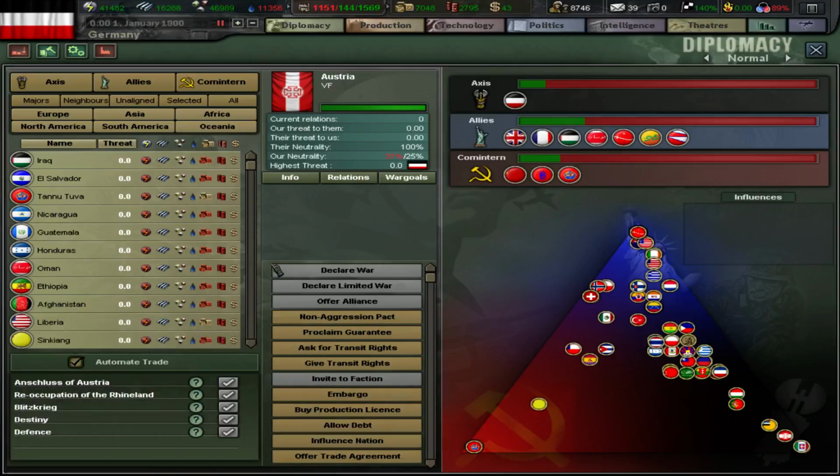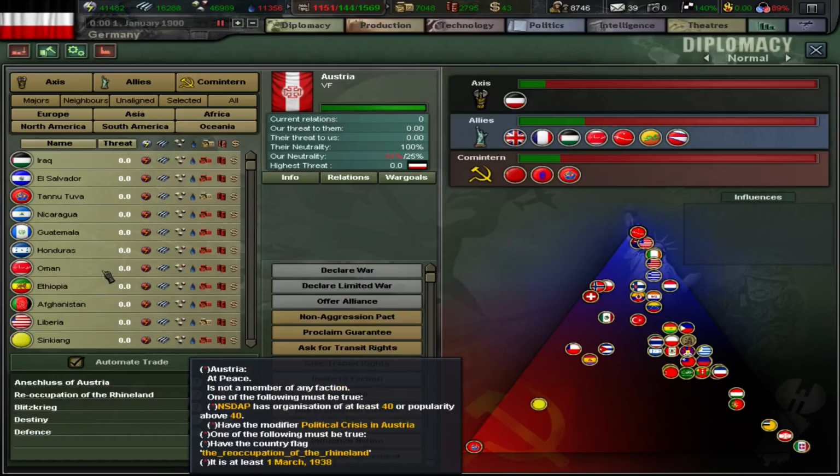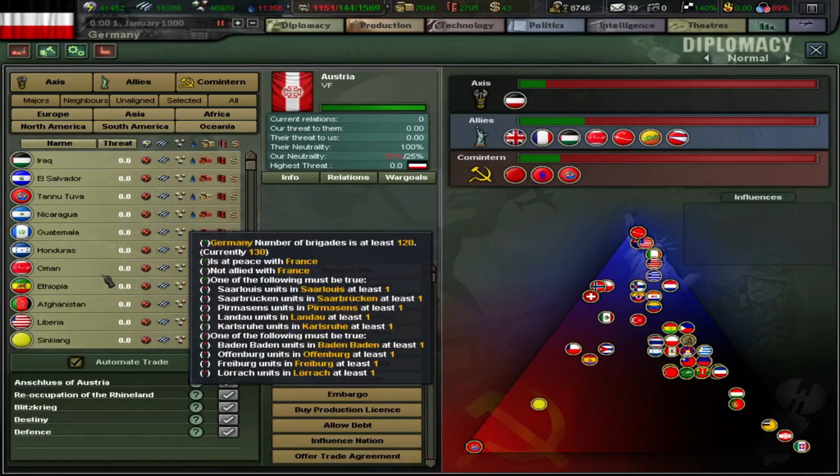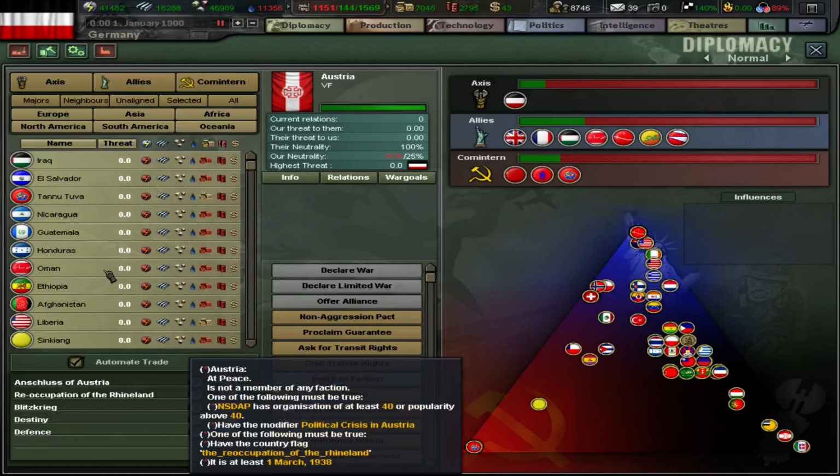For example, if we want to do the Anschluss of Austria, that's basically the annexing of Austria. We have to be at peace with Austria. Austria cannot be a member of any faction. Austria has to have one of the following be true: the NSDAP has an organization of at least 80 or popularity of 40, and have the modifier political crisis in Austria. Now also one of the following must be true: they must have the country flag, the reoccupation of the Rhineland, and it must be at least the 1st of March 1938.